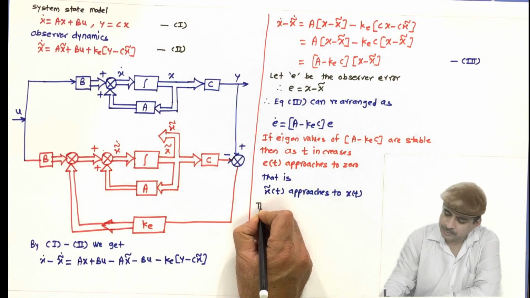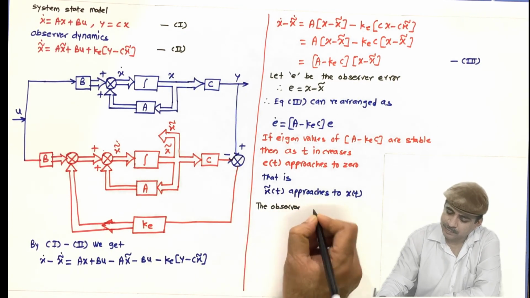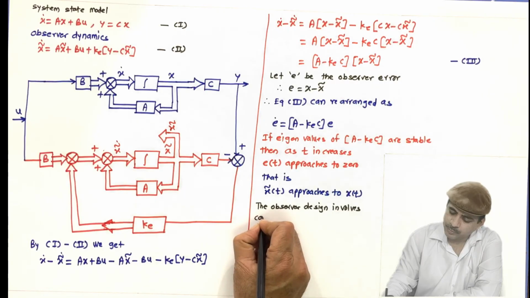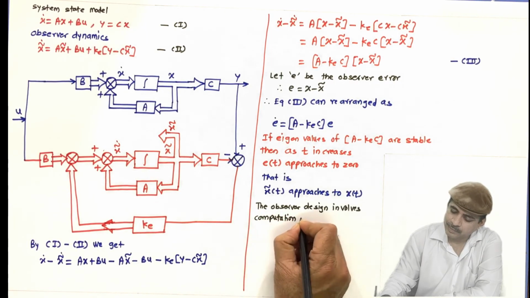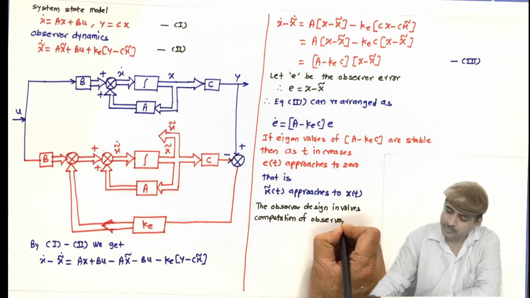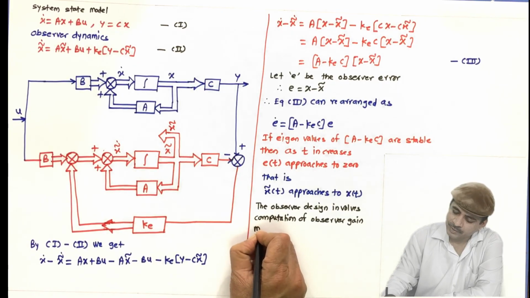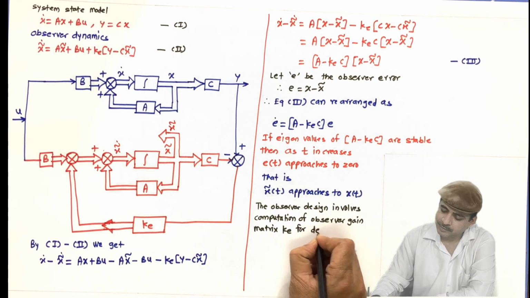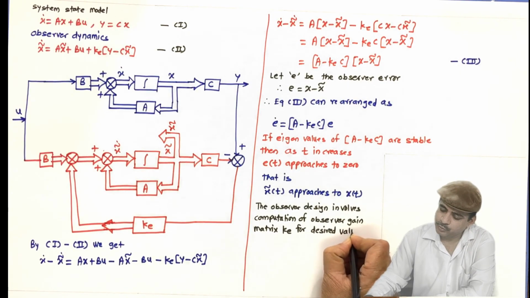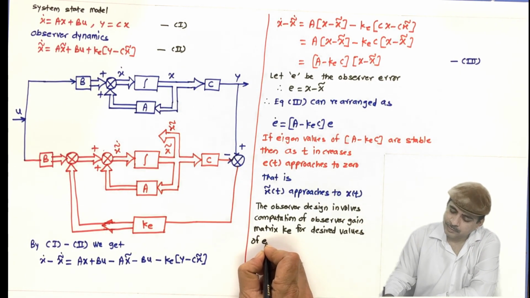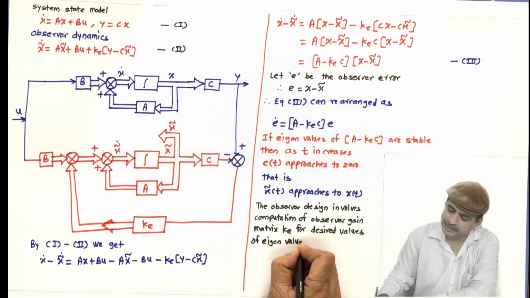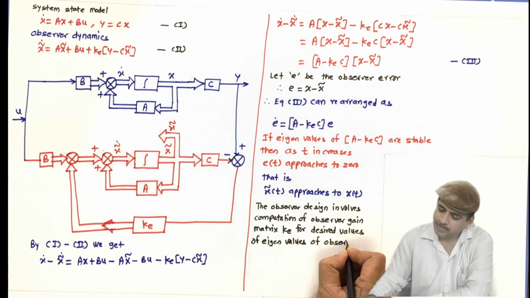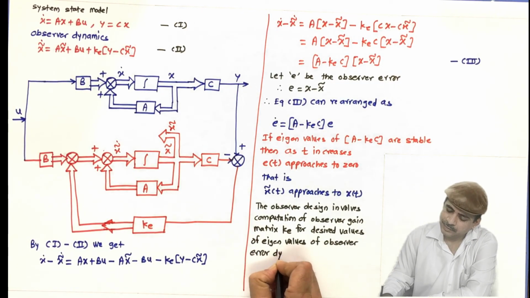So the observer design involves computation of observer gain matrix Ke for desired values of eigenvalues, or directly we can say desired eigenvalues of observer error dynamics.